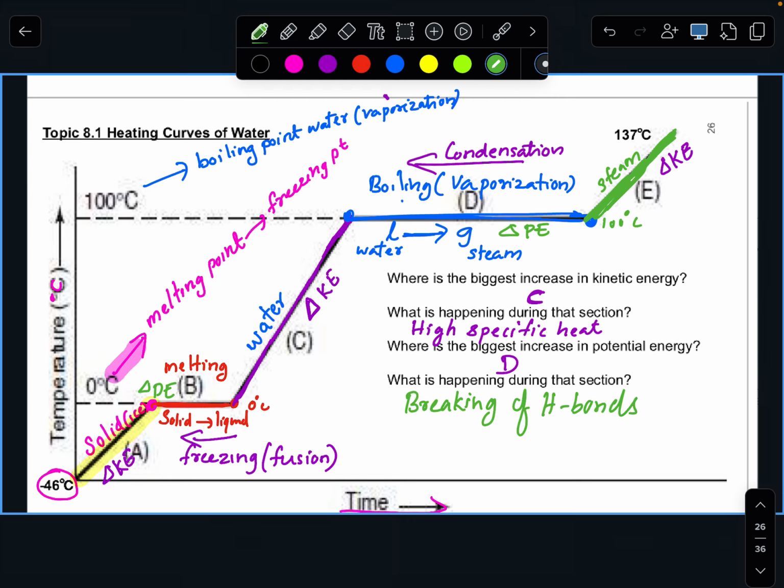Breaking of hydrogen bonds is happening there. So actually there is vaporization.